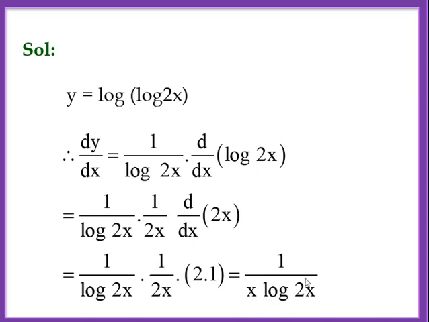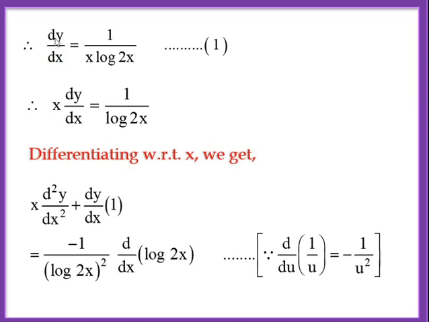Remember, before you differentiate the second time, rearrange the terms. So x dy/dx is what? 1 upon log 2x. Now differentiate both sides with respect to x. So x d2y by dx square plus dy/dx into 1 equal to the derivative of, see, this is of the type 1 upon u. The derivative of 1 upon u is what? Minus 1 upon u square. But that is with respect to u. So into du/dx by chain rule. So into the derivative of log 2x. Same thing. What is the derivative of log 2x? 1 upon 2x into 2.